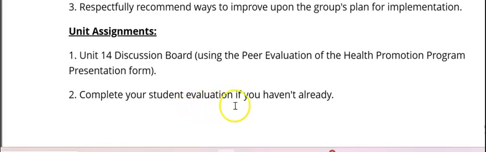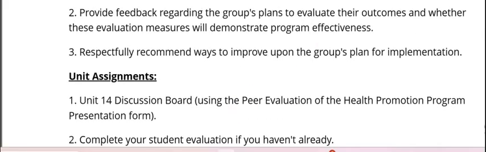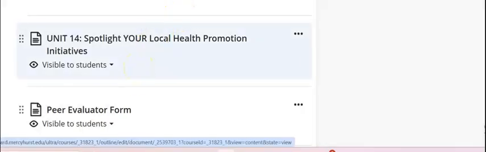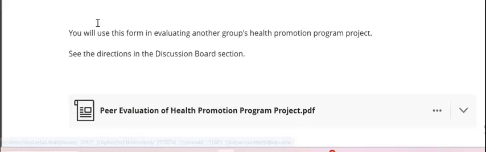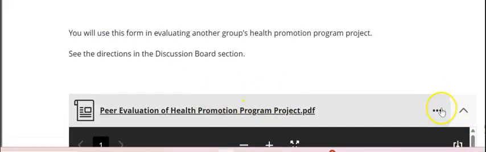And you're going to complete your student evaluation survey if you have not already. So those are the outcomes for this final learning unit, which is a shortened learning unit. So here's the peer evaluator form. When you click on here, you can also download it by clicking on the 3 dots, as you probably know. But I'm showing you what that paper is about.